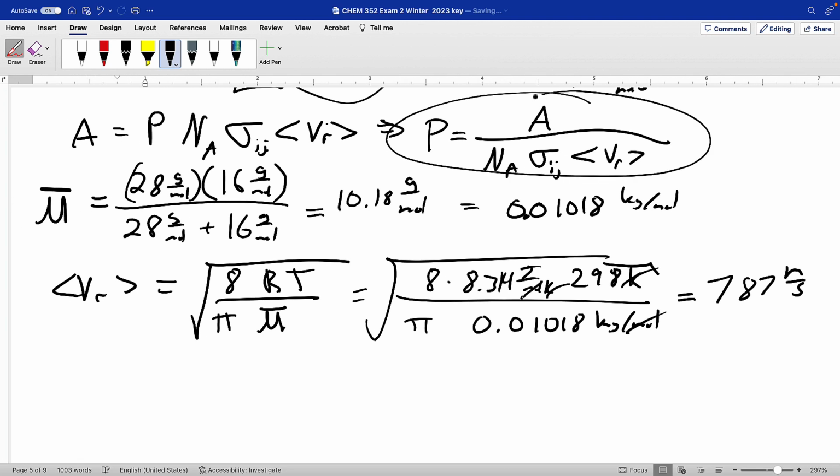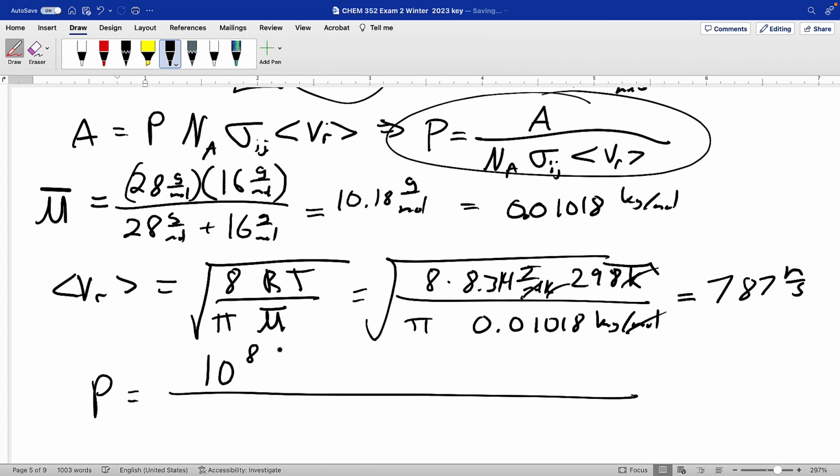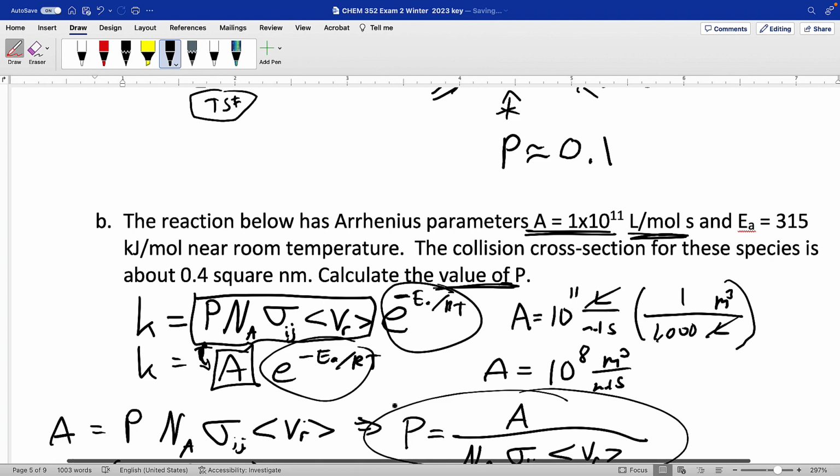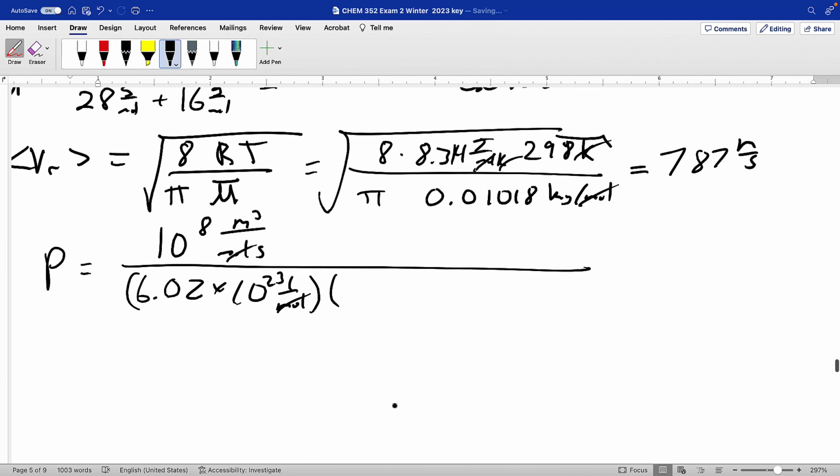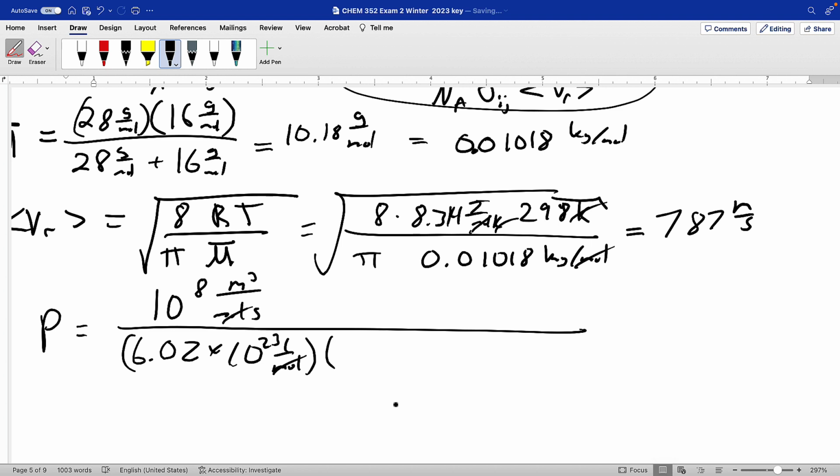this expression down here, say P is equal to, and we've got 10 to the 8th meters cubed per mole per second. We've got Avogadro's number, 6.02 times 10 to the 23rd, 1 over moles. So you can see those moles are going to cancel. We've got our collision cross-section, which was around 0.4 or so. 0.4 square nanometers.